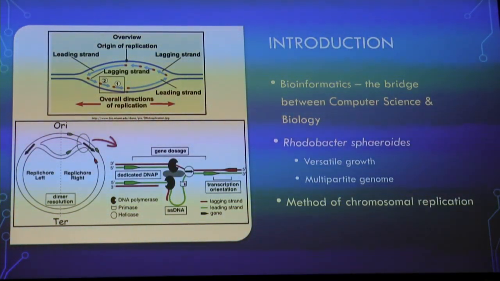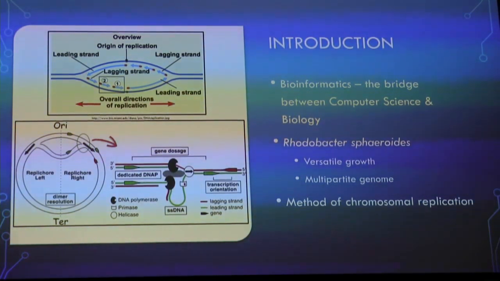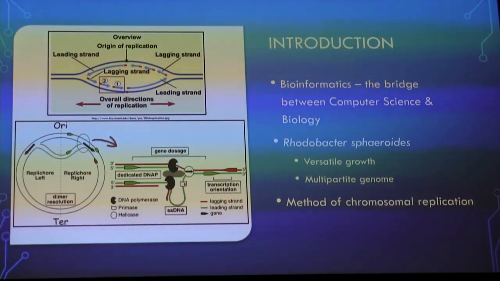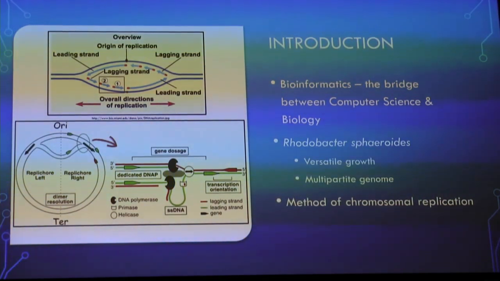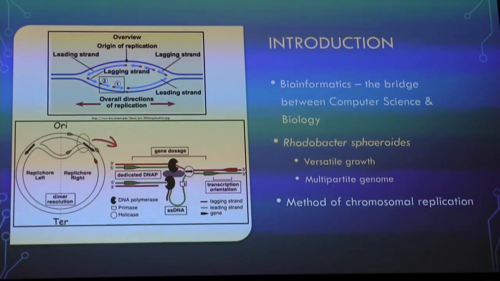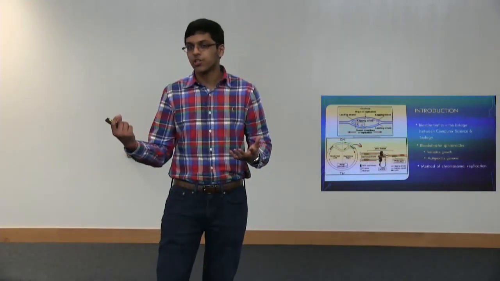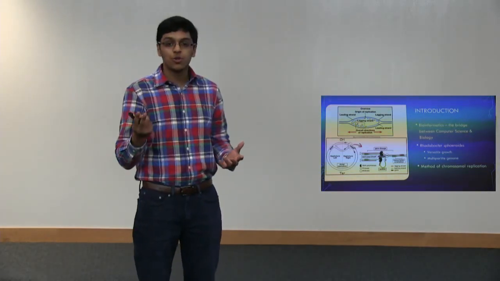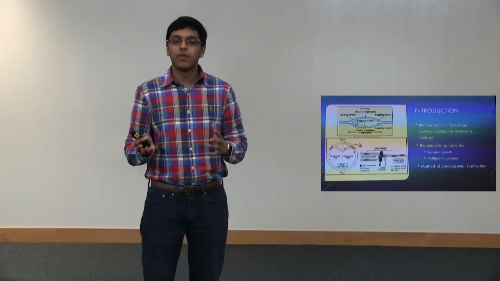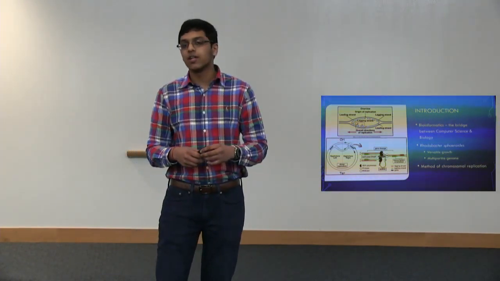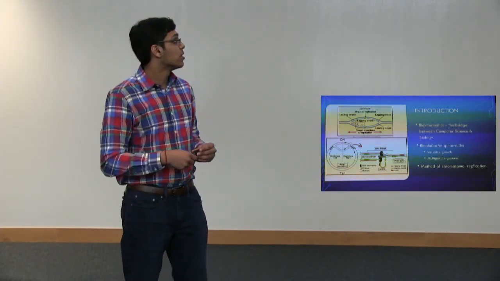So why did we choose Rhodobacter sporoides? We chose it because it has versatile growth. That means it grows in anaerobic, aerobic, and photosynthetic conditions. So we know that it's very diverse and we won't have any problems with growing it. Also, quite uniquely, it has a multipartite genome. Usually when you think of bacteria, we think of one circular chromosome. However, Rhodobacter sporoides has 2 circular chromosomes and 5 plasmids. The first chromosome is about 3 megabase pairs, and the second one is 0.9 megabase pairs. So that's a very interesting feature of Rhodobacter sporoides.